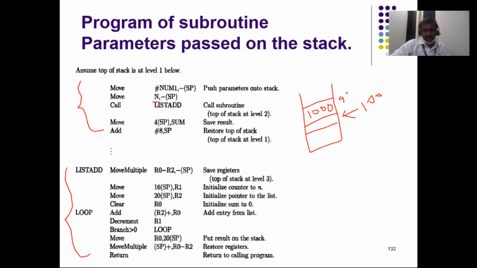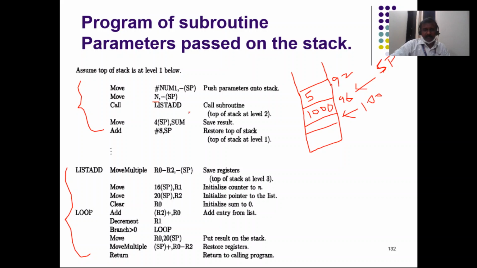Throughout the discussion, let us assume the word size as 4 bytes. Then move n comma minus SP. Let us assume n represents 5, the numbers we want to add. Now the stack pointer is pointing to 96. So 96 minus 4 is 92. So n, say 5, will be stored in the location 92, starting from 92 to 95.